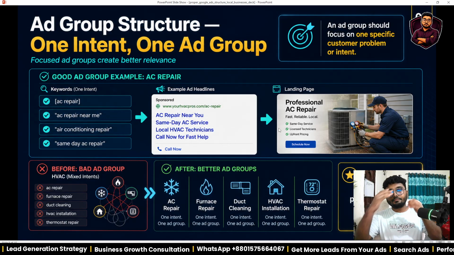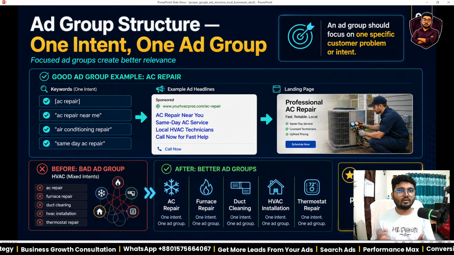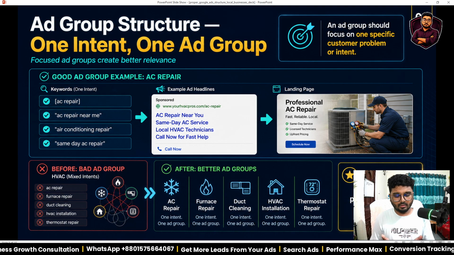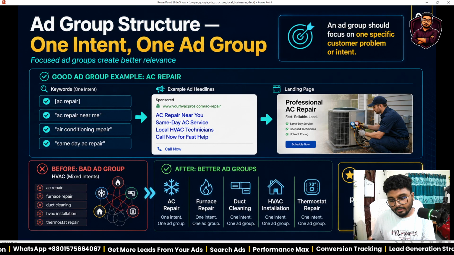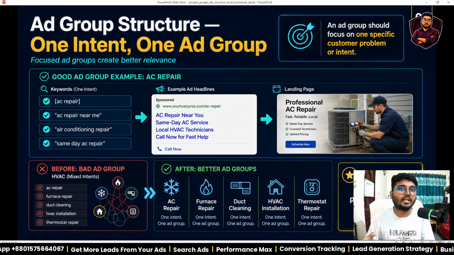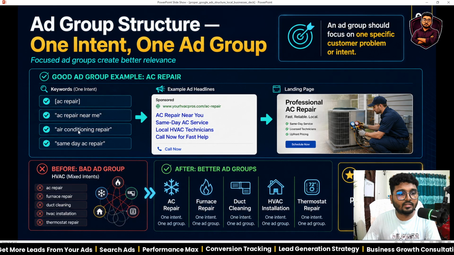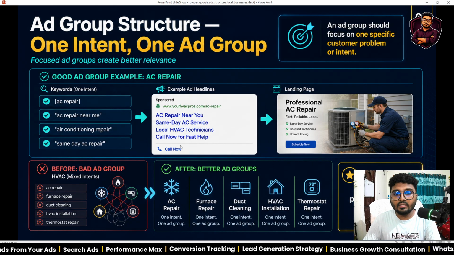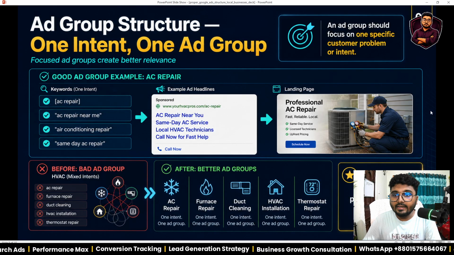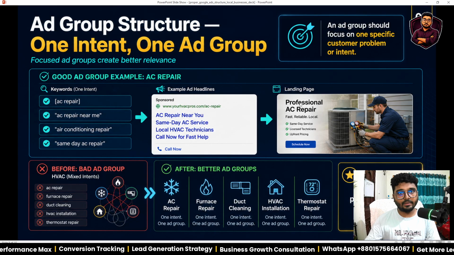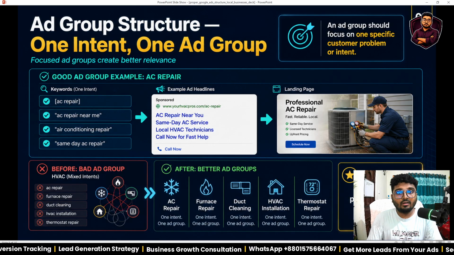Okay, so there is another thing, ad group structure: one intent, one ad group. So what does that mean? If I am giving a service of AC repair, when I'm running ads in my campaign, all of my ad groups relate to AC repair intent. Okay, so AC repair near me, AC condition repair, same day AC repair. Here you can see the ad group type, ad copy type, and here you can see a landing page type. And don't worry, I will also make another video about a professional, good landing page structure and the keyword structure.